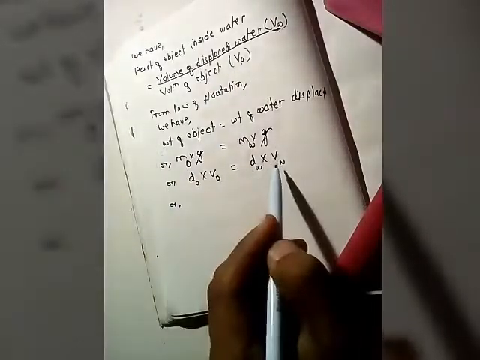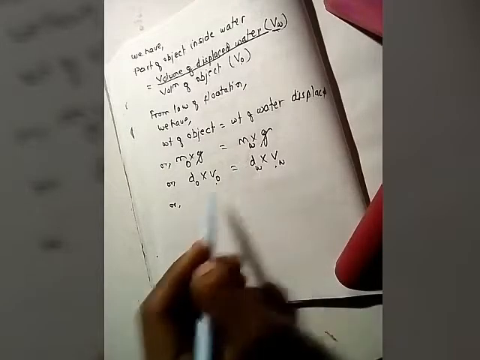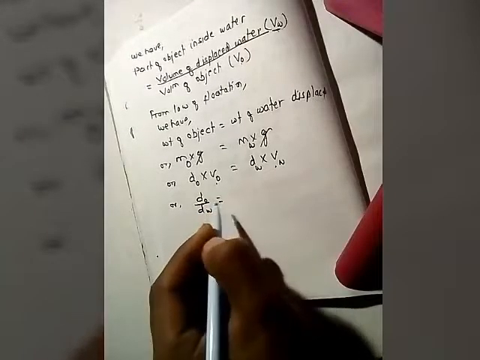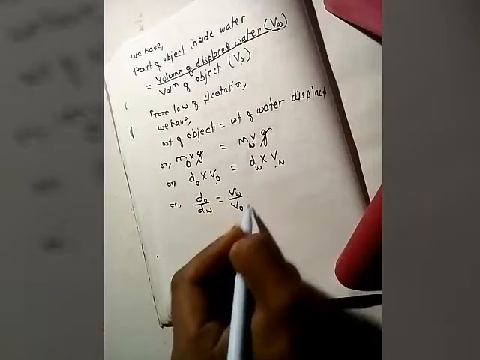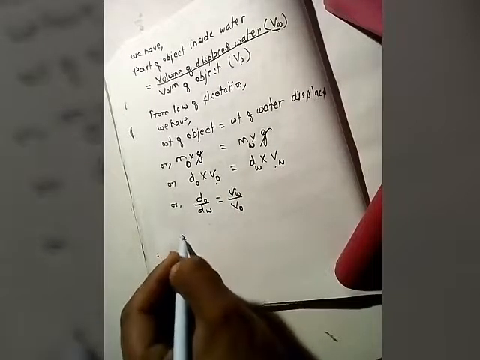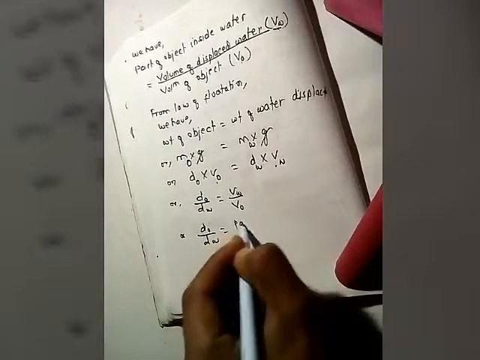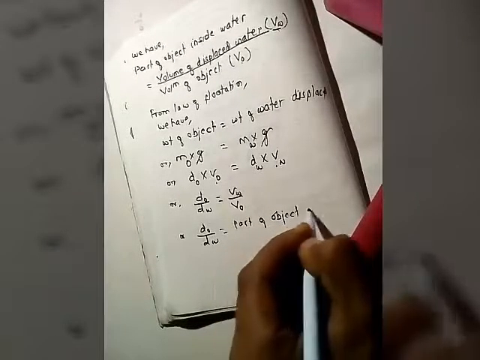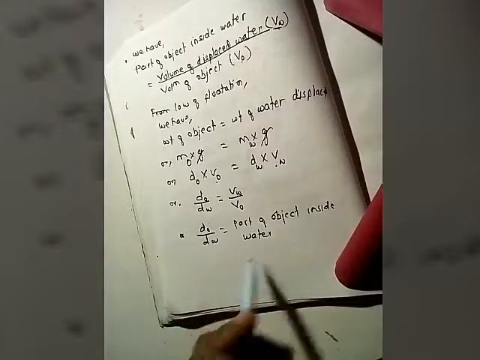If you see, VW is over here, V object is over here, if you bring this it will be divided. So you will get D object divided by DW is equal to VW divided by V object, and this is the part of object inside water. Or you can say D object divided by DW is equal to part of object inside water.